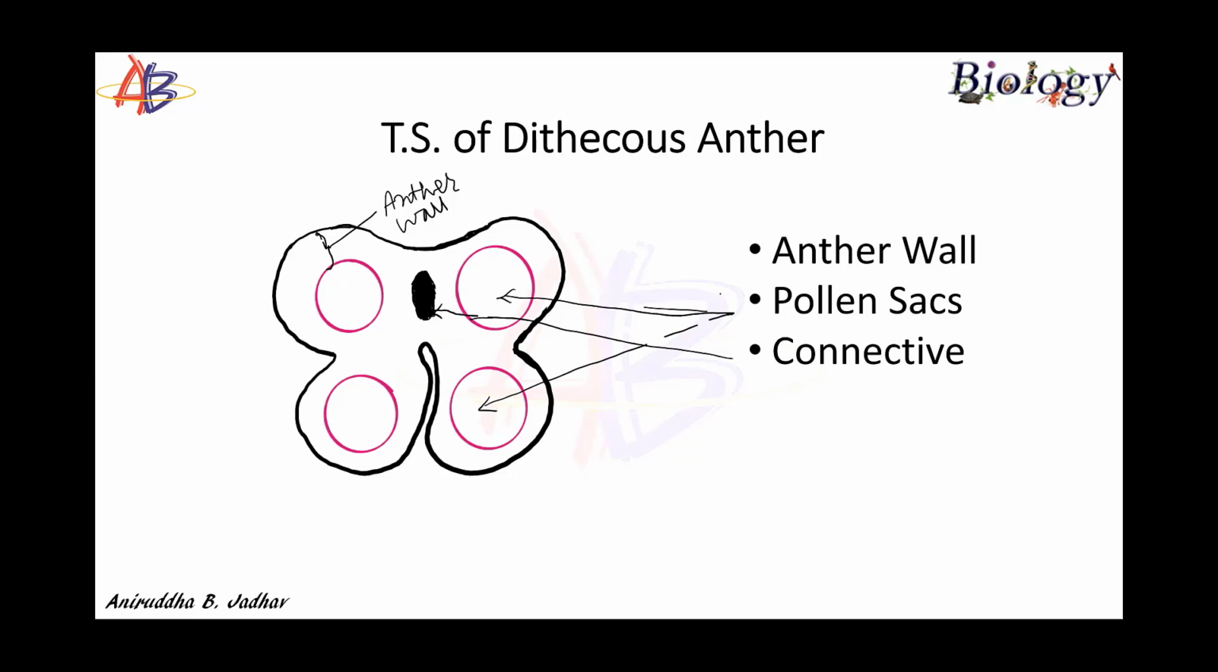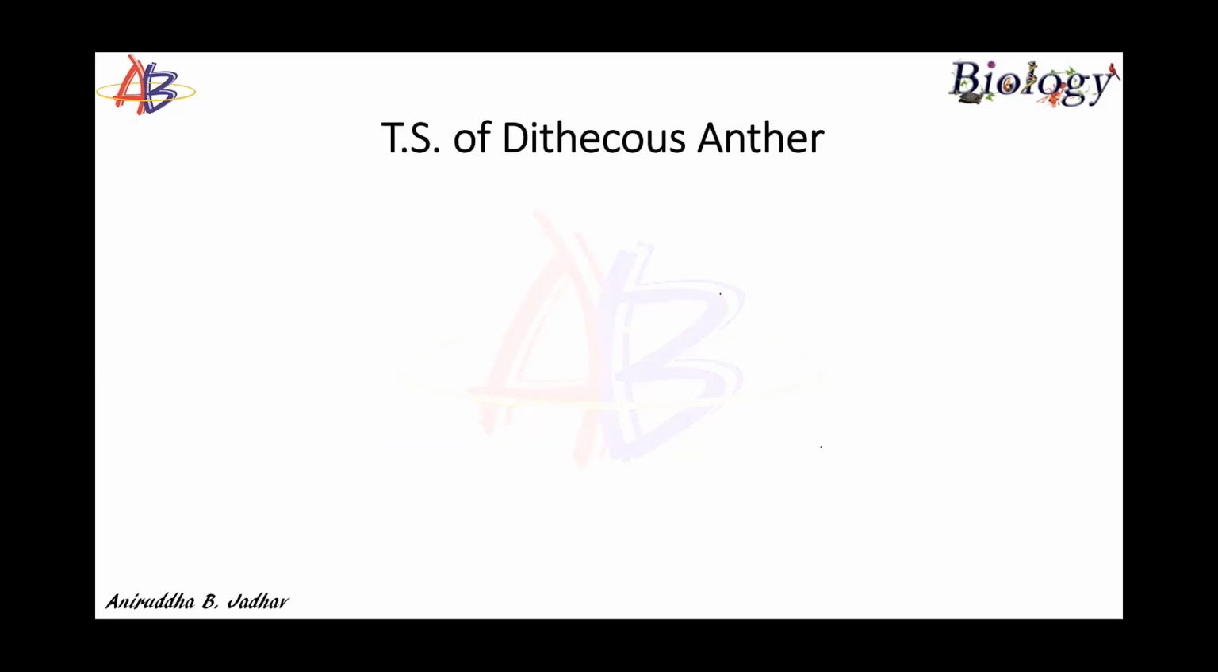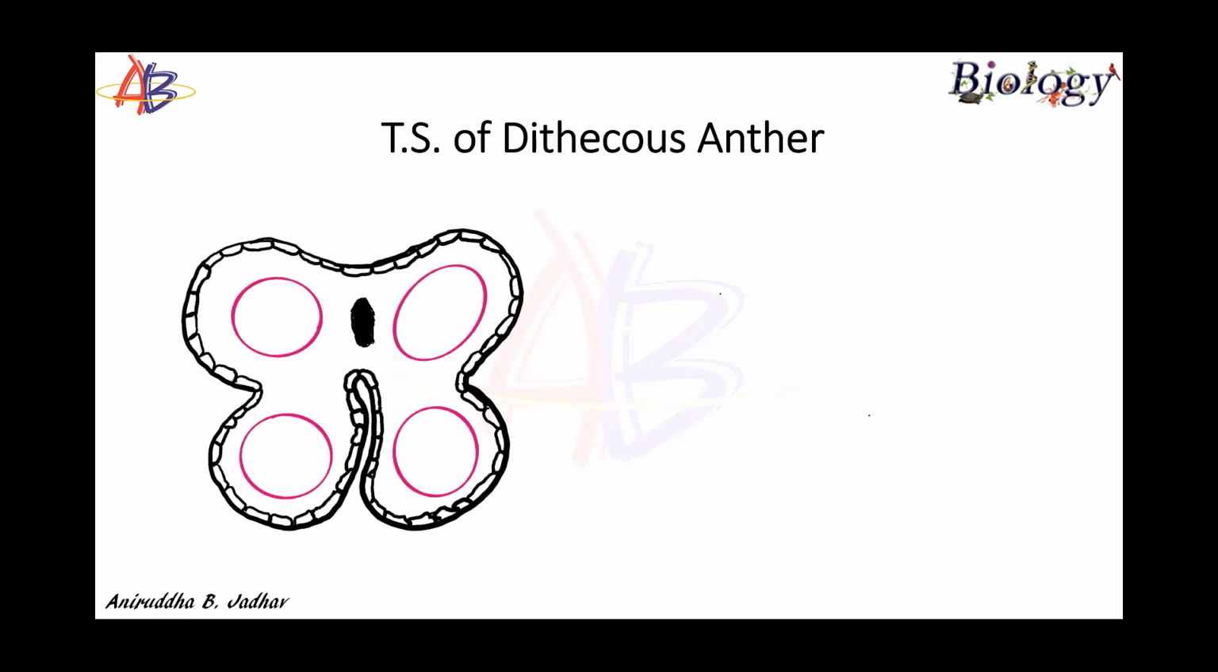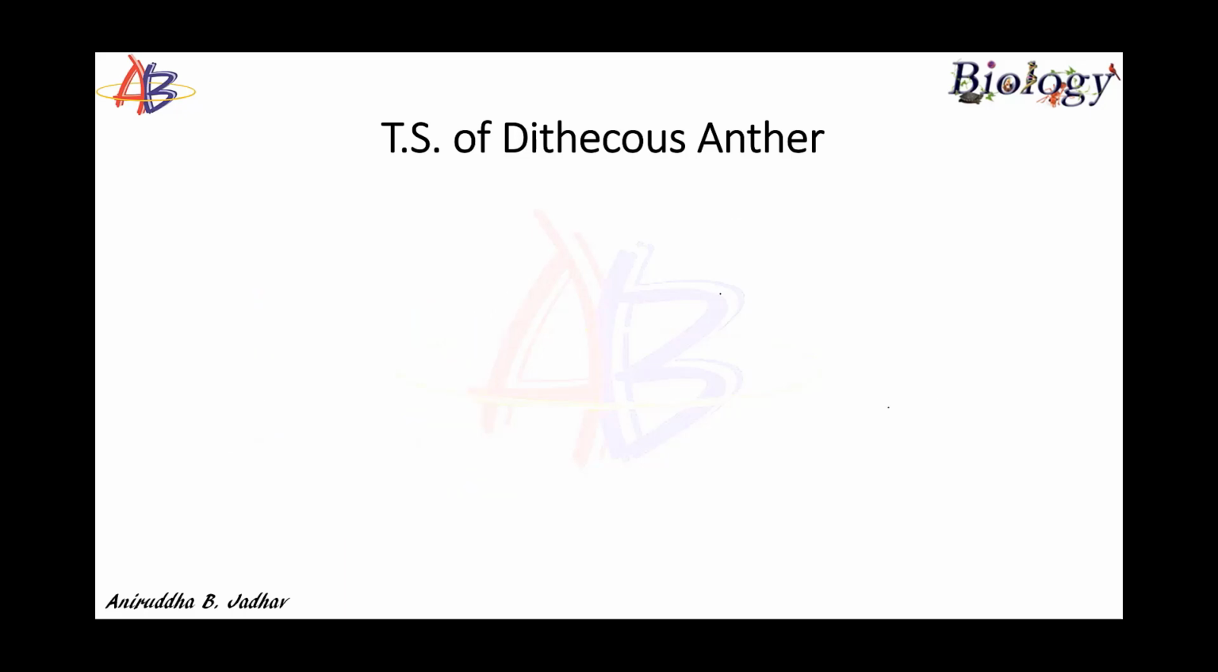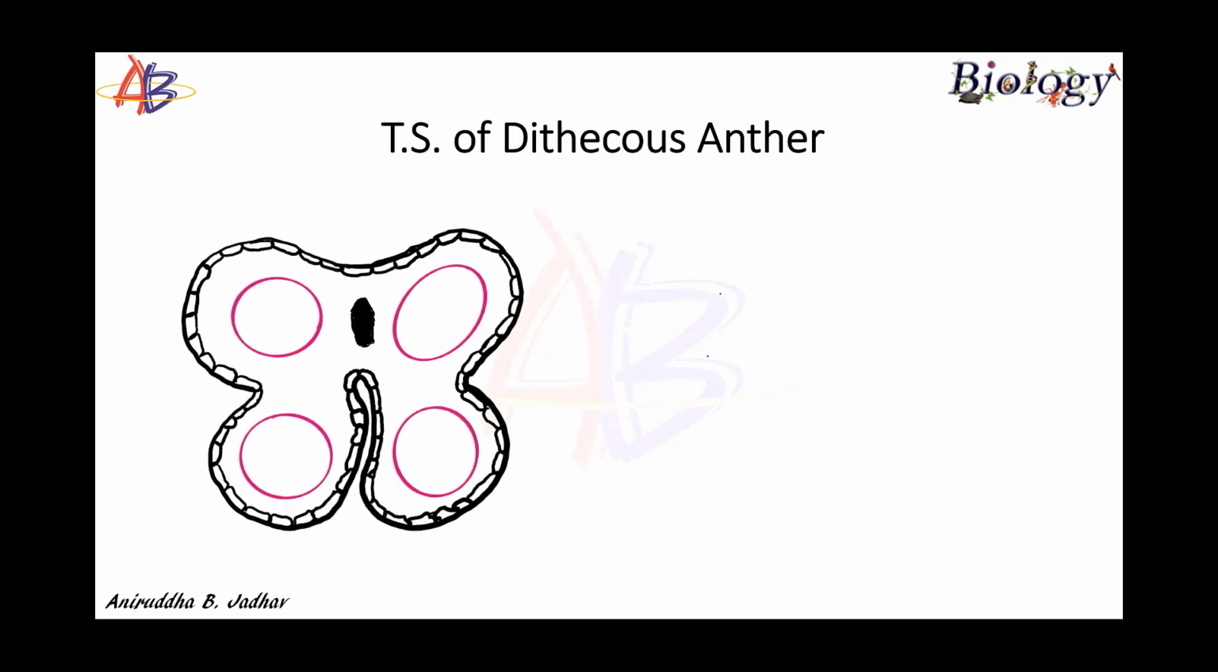So the first part is the anther wall. The anther wall exhibits four layers. If we consider from outside to inside, these layers are called the epidermis, endothecium, middle layers, and the tapetum. So from outside to inside, the outermost layer is the epidermis, and the innermost layer is the tapetum. Now let us discuss each layer, its arrangement and its function.